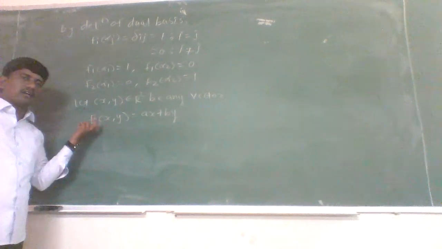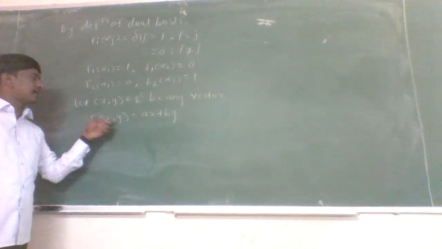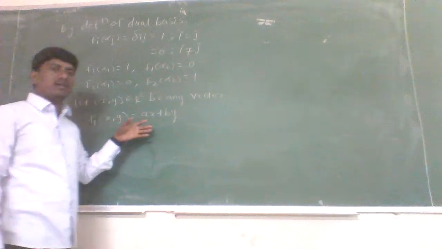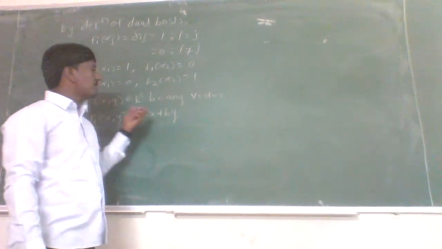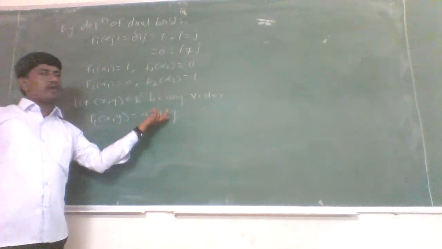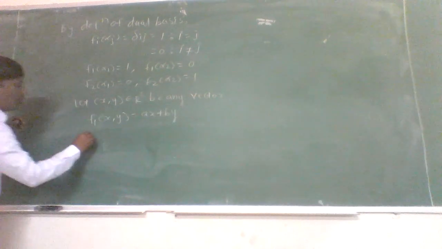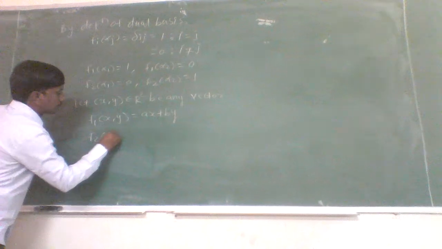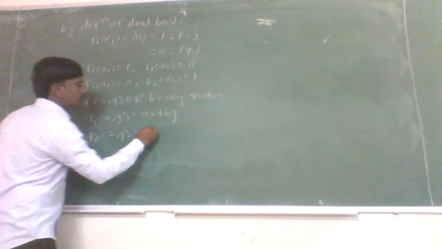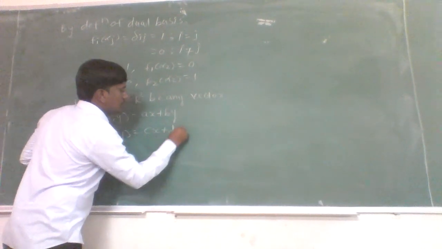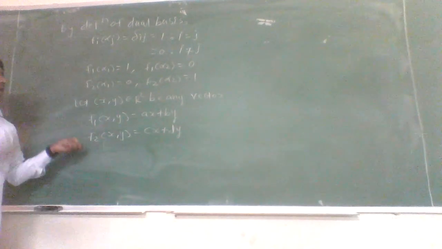As F1 is a linear functional, F1 of (x, y) can be written as a linear combination of these elements. Which is equal to ax plus by, a scalar value belonging to the codomain. And F2 of (x, y) will be equal to some cx plus dy.